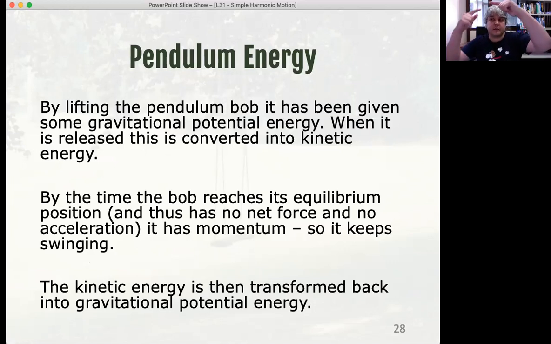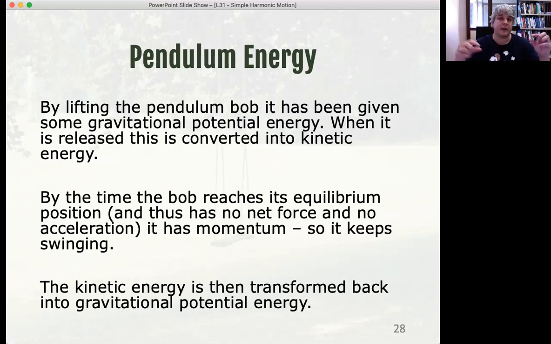But because it's constrained by the string or the rod, it can't just fall straight down. That means to get lower, it has to swing back towards that center position. And we see the same idea as we had with the mass on a spring: as it turns that gravitational potential energy into kinetic energy, by the time it gets to that equilibrium position, the point where it's perfectly below where the pendulum is hanging, it's now got no potential energy, but it's got all this kinetic energy, so it uses that up, swinging up more and turning back into gravitational potential energy and then repeating.